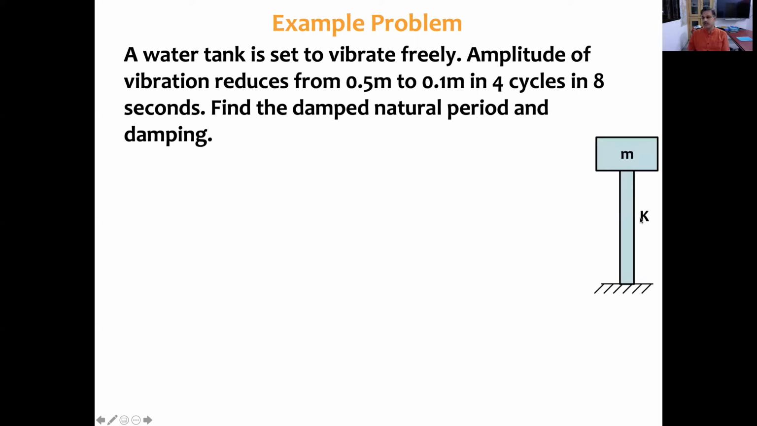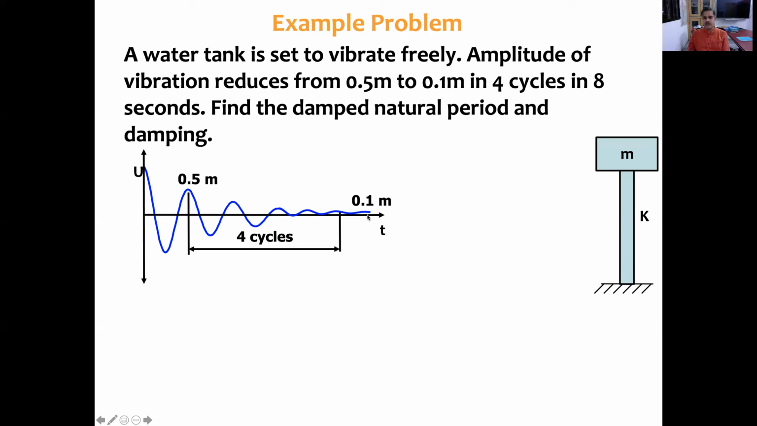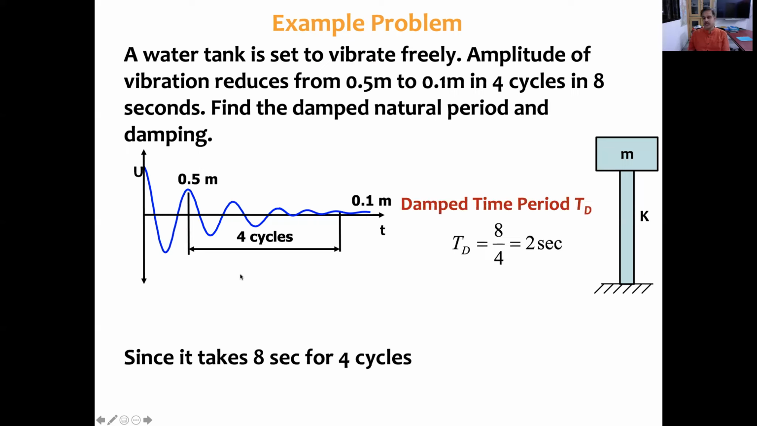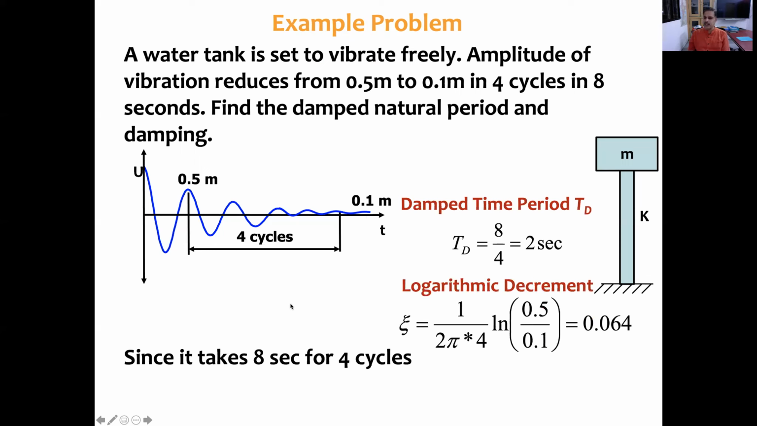So this is the mass of the water tank and the stiffness of the water tank, and this is the oscillatory motion. It is pulled, and then you can see here the amplitude: first peak, second peak, third, fourth, fifth, sixth. So 0.5 to 0.1 is reducing in 4 cycles. Since it takes 8 seconds in 4 cycles, the period will be 2 seconds. And then by using the logarithmic decrement expression, we can get the damping value as 0.064. That means 6.4% damping is present in this structure. So that's how we can find it.